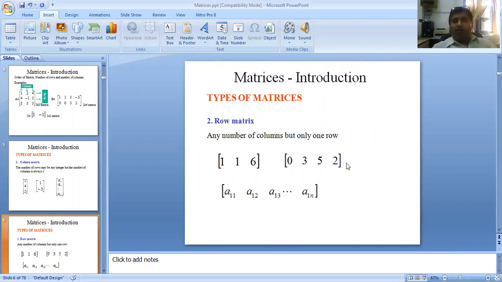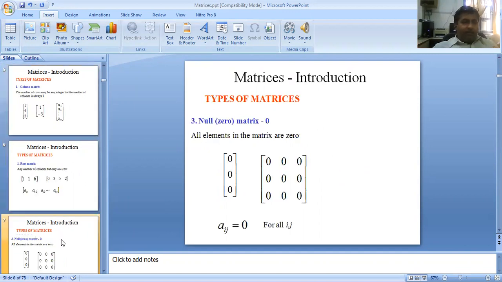So we conclude that a matrix having only one row and any number of columns, the columns may be 1, it may be 2, it may be 3, it may be 4, up to n number of columns, such kind of matrix is called a row matrix.